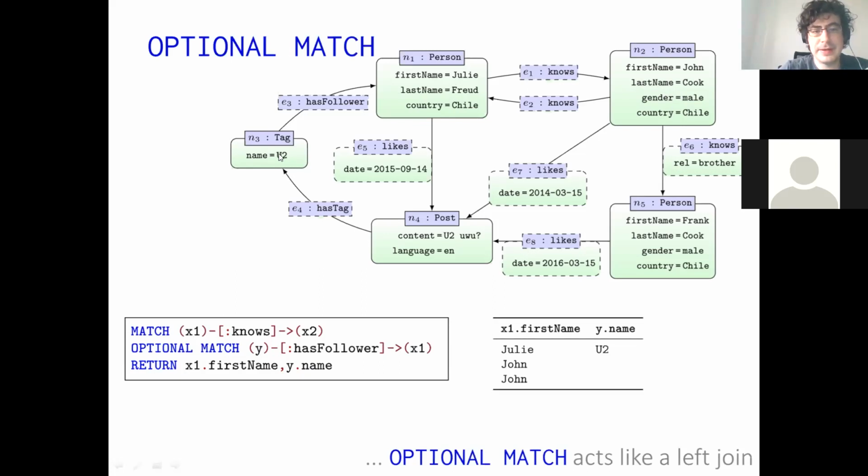So the follower here is U2, has follower Julie. So optionally, if possible, we'll extend this information. We have John twice here because he knows two different people. Okay, and we keep the result even though we don't find a match for has follower on John. So it's very similar to a left outer join in SQL.